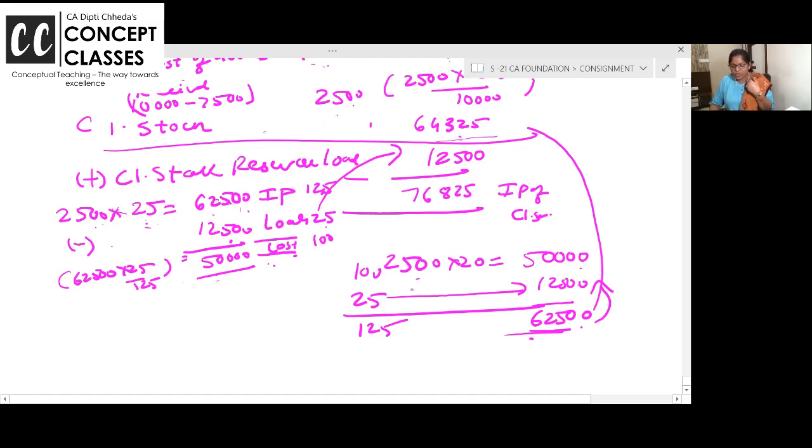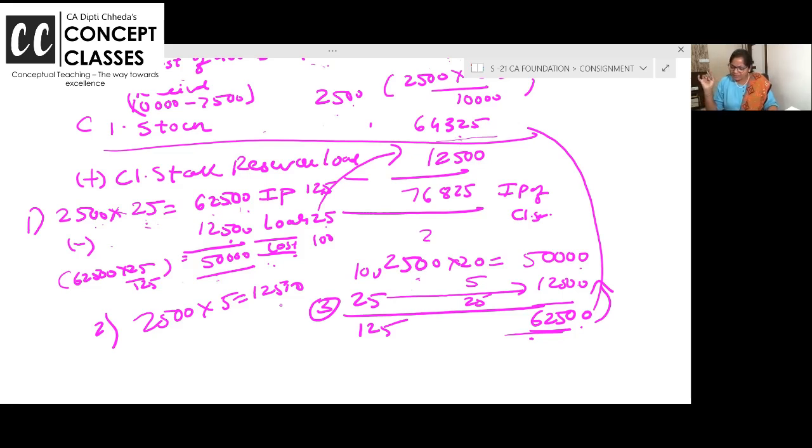Aise karo. 2,500 goods I am giving you at cost. But my all the stock with you is at 25. So 2,500 mein 5 profit 25. Directly also you can work out 2,500 into 5. Ma'am, 12,500 is loading. One way, second way, third way. Jitne ways likhna hai likh lo. Exam mein ki likhna. Now is it clear?